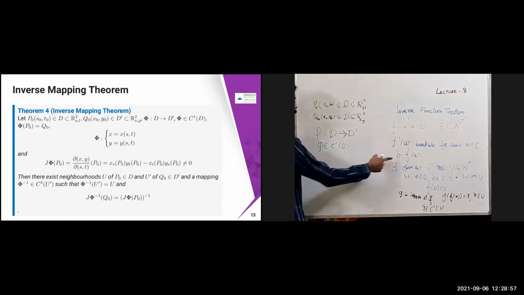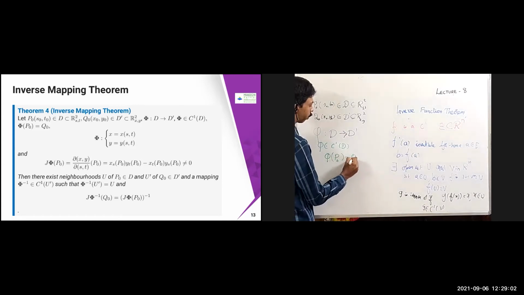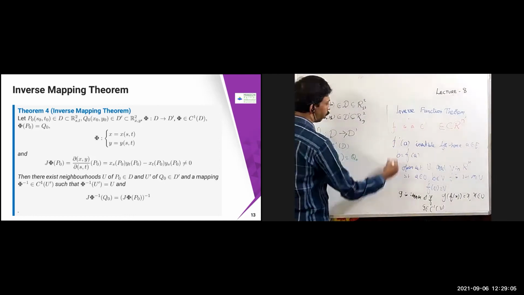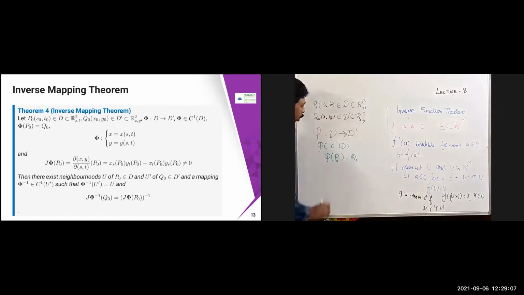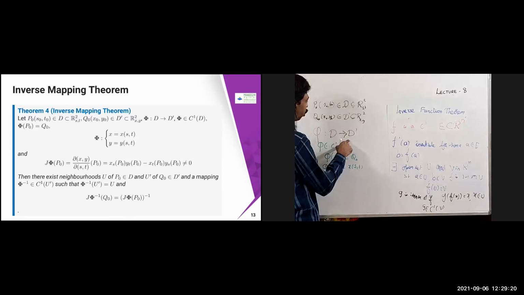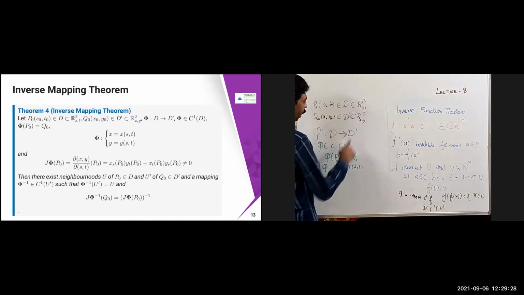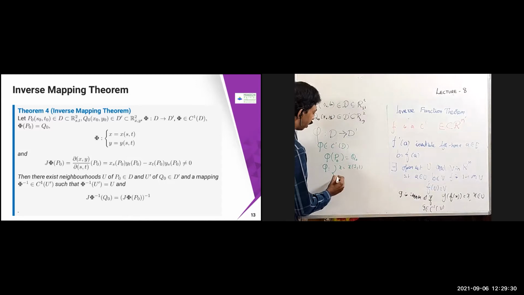It is given that B equals F of A, so in that case I'm writing pi of P naught equals Q naught. I can map it similar to this: wherever A is there, P naught, wherever B is there, Q naught. So pi is such that X equals X of S comma T, because pi is a mapping from D to D dash. In D dash the variables are X and Y, therefore whatever variable is there, it can be written as X. In the domain S comma T is the variable, so X can be written as X of S comma T, and similarly Y can be written as Y of S comma T.